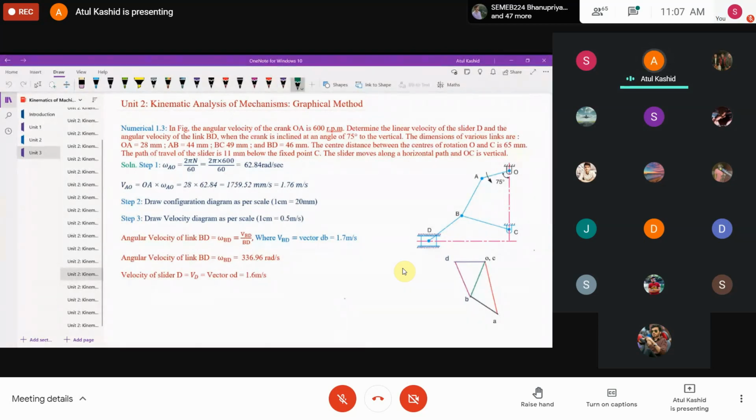So in this numerical, it was asked to find the linear velocity of the slider D and the angular velocity of the link BD, when the crank is inclined at an angle of 75 degrees to the vertical. So these are the answers. You can take the screenshot. Angular velocity of the link BD, we are getting as 336.96 radian per second, and the velocity of the slider VD, which is the vector OD in the velocity diagram, we are getting as 1.6 meter per second. So take the screenshot of this and cross check your answers.